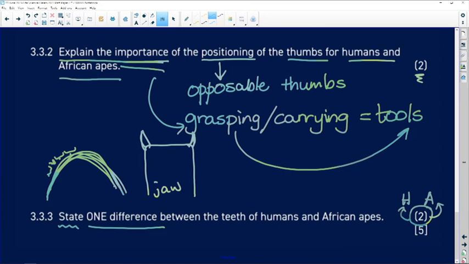We've also got what's known as a diastema. That's the fancy word. The other word is gap. So diastema means gap. Apes have a diastema, or a gap, between the canine and the other teeth. Humans, there's no gap between the different kinds of teeth. So I've actually given you 3 differences here: the shape of the jaw, the size of the canines, and the presence or absence of a gap called a diastema. You would be able to just pick one of them. Don't waste your time doing 2 or 3. And anyway, the marker is only going to mark the first one that you give.